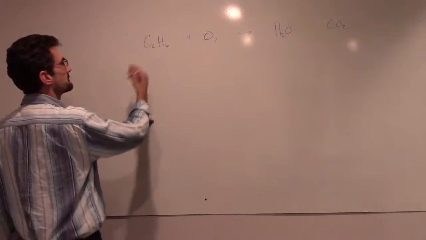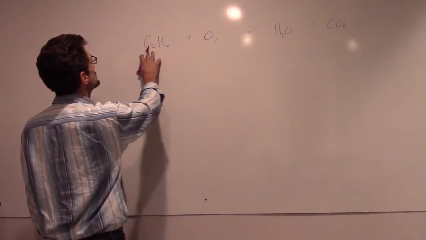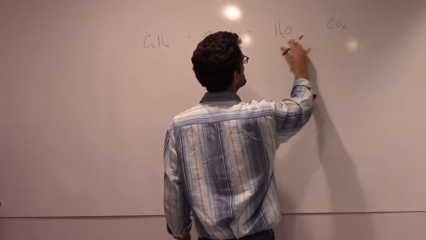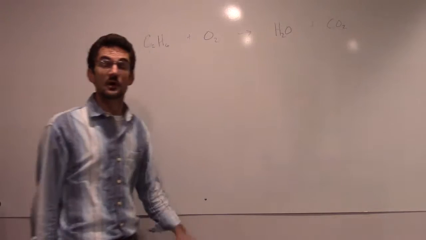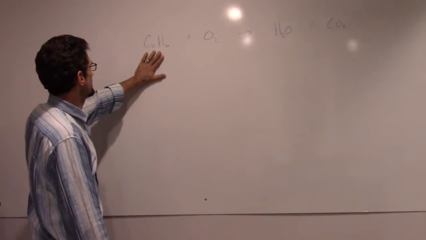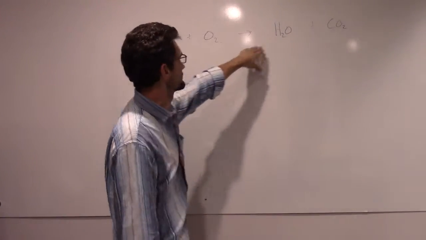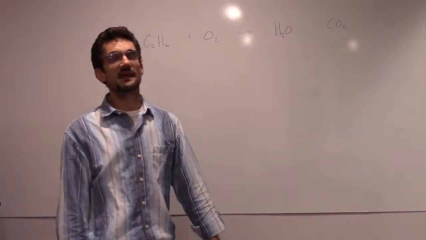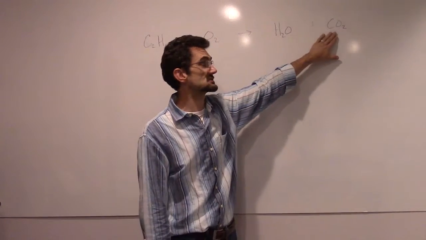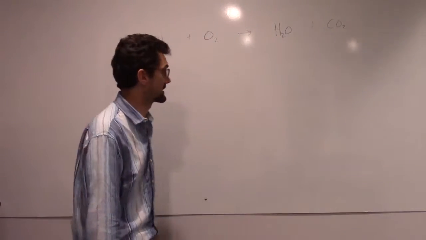Let's go ahead and balance this equation. So we have C2H6 plus O2 reacts to form H2O plus CO2. What is this reaction? We have a hydrocarbon reacting with oxygen to form water and CO2. That is combustion, right? It's complete combustion too, because we actually have CO2 over here, not carbon monoxide.